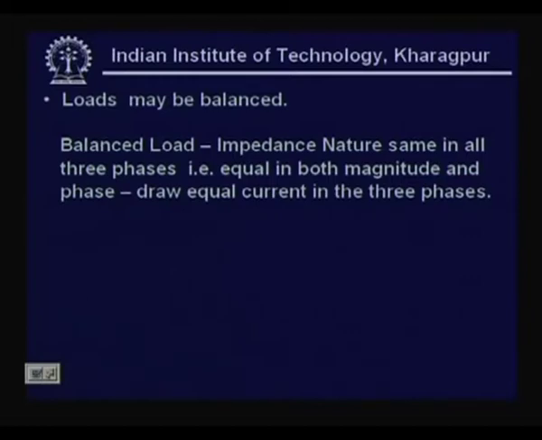What do we mean by balanced? We have already said load has nature in the form of a resistance, inductance and capacitance, all electrical circuits. So the combination is talked in terms of resistance and reactance. Reactance could be due to inductance or capacitance. Now in a three-phase connection where we said it could be delta or a star, if the load impedance is same both in magnitude and phase in all the three phases, then I say it is balanced load.